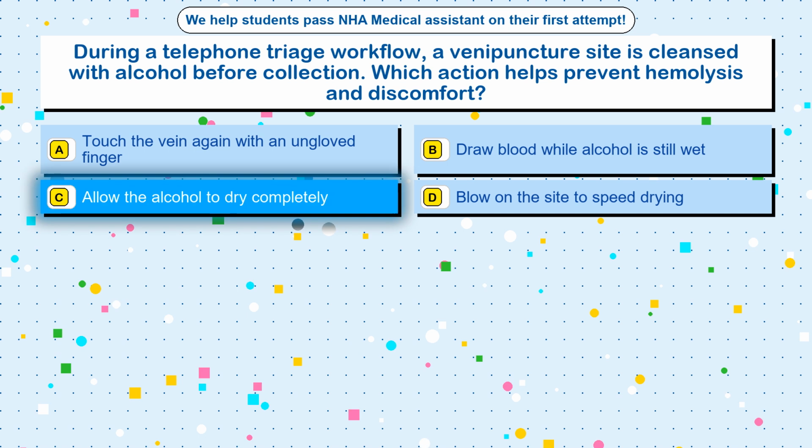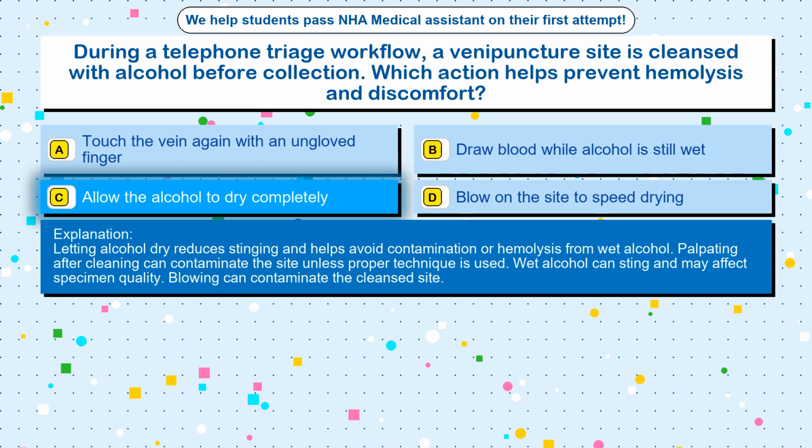Allow the alcohol to dry completely. Letting alcohol dry reduces stinging and helps avoid contamination or hemolysis from wet alcohol. Palpating after cleaning can contaminate the site unless proper technique is used. Wet alcohol can sting and may affect specimen quality. Blowing can contaminate the cleansed site.